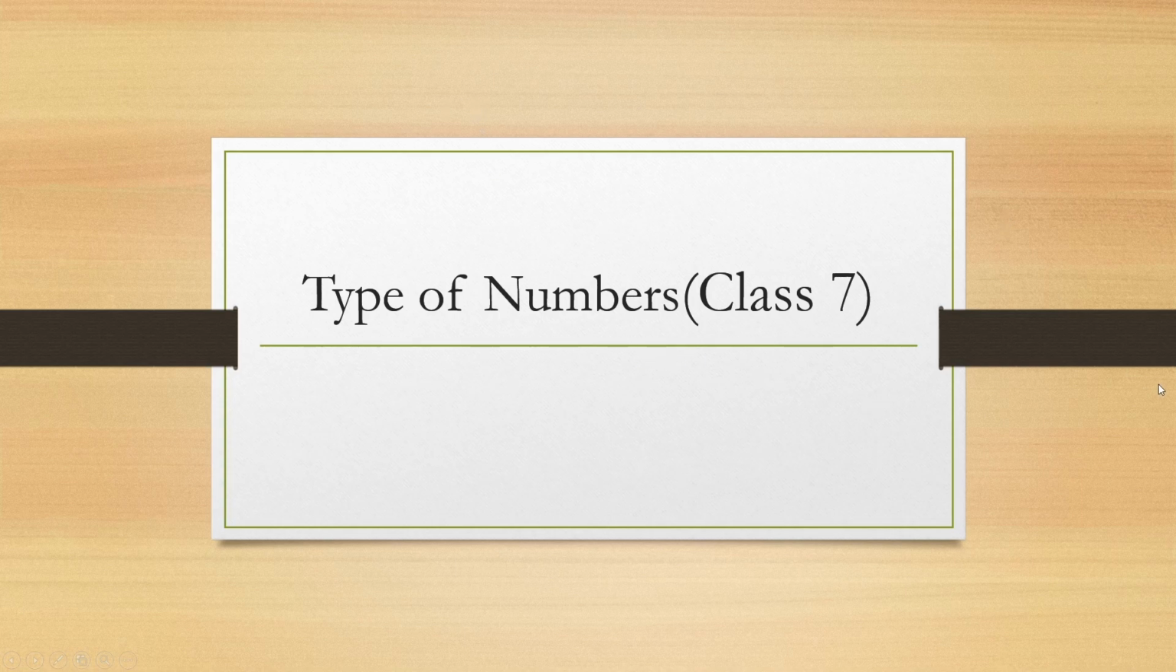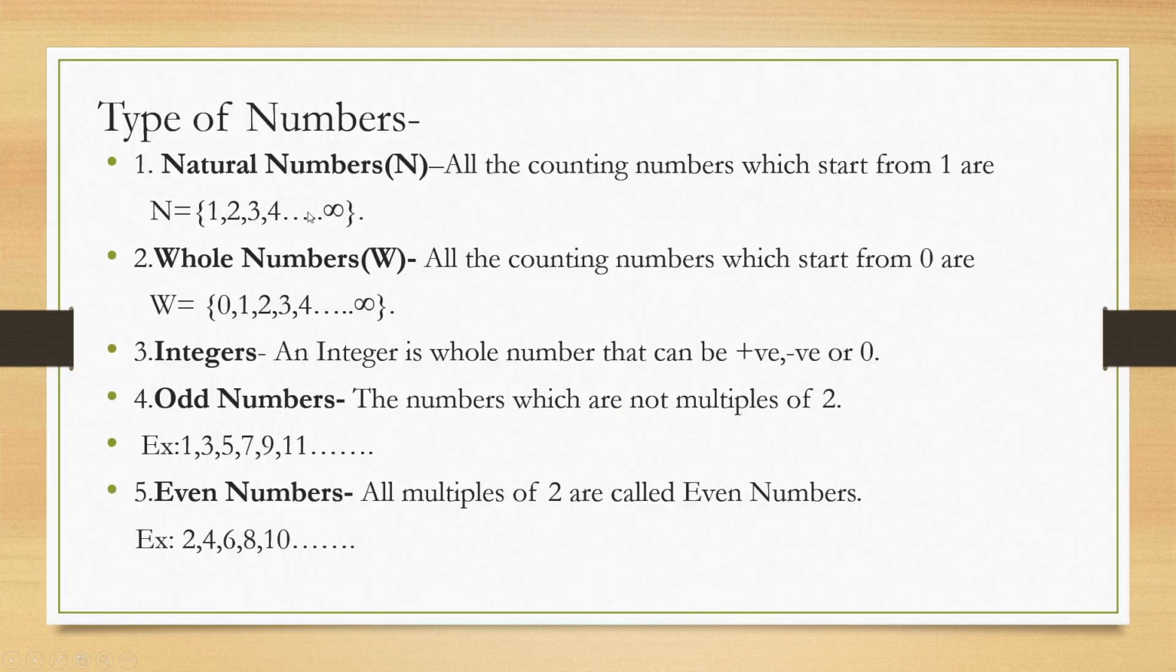Hello everyone. Today I am going to tell you about the types of numbers for class 7. So the first one is the natural number. We represent natural numbers with the letter N. All the counting numbers which start from number 1 are called the natural numbers. So you see here, the numbers start from 1 and go till infinity. So those are the natural numbers.